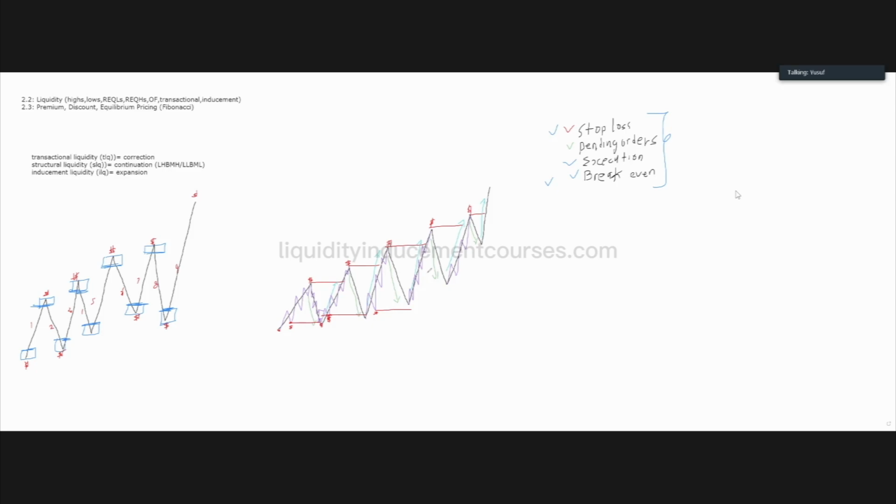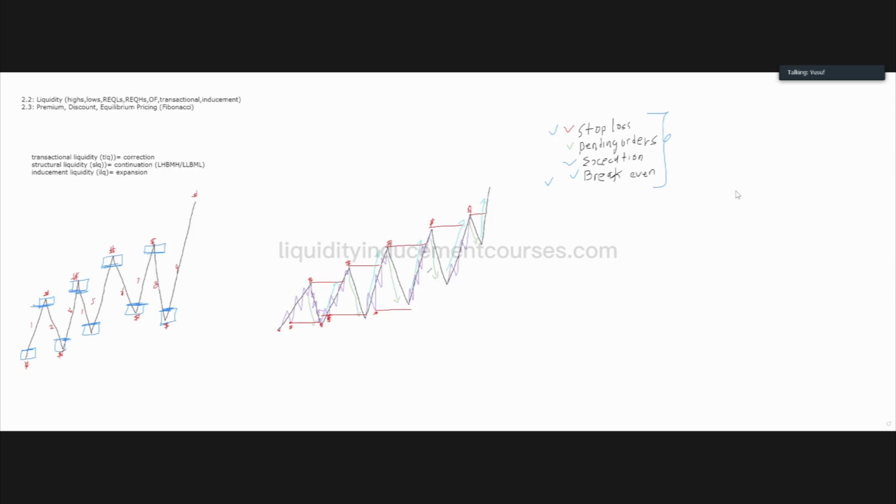I never buy directly from structural liquidity. In fact, let me not say I never. In most cases, I don't buy directly from structural liquidity, except I am hedging a trade. That's when I can buy directly or sell directly from structural liquidity. The reason for this is because structural liquidity is not enough. You don't even know if it will be respected or not. We just know that there is liquidity there.